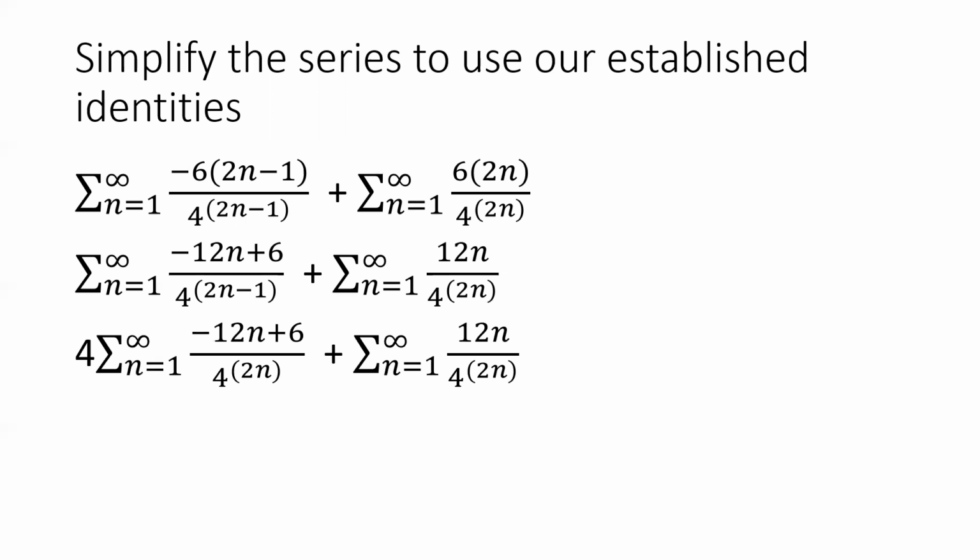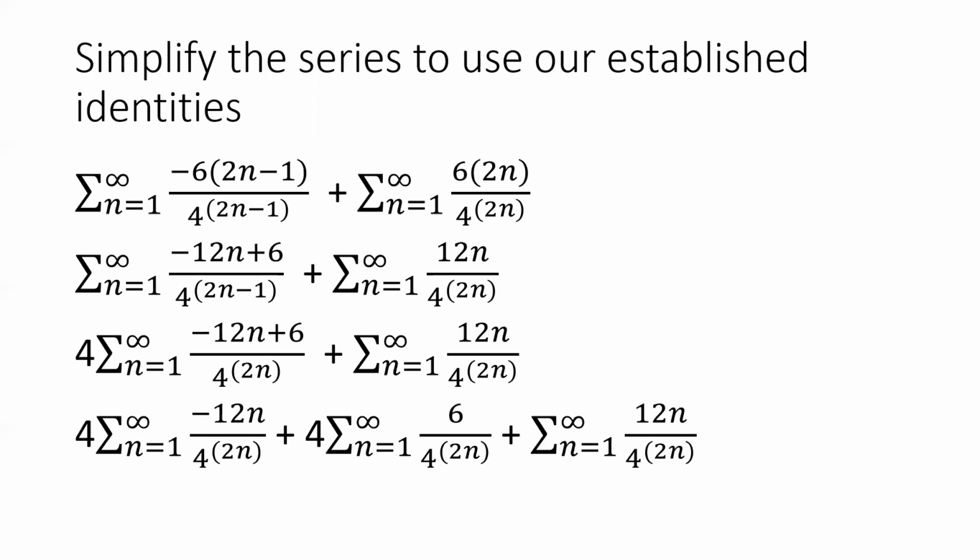Okay. Now what I want to do is break apart that -12n plus 6 into 2 separate series. That way I have 3 series that are very familiar in form to how we've been solving these in the previous video. And of course, that's easy enough. I can simply split them apart into 2 separate series, not forgetting to bring that 4 as a distributing factor to both of these. So now my first series expression is the summation of -12n over 4 to the power of 2n times 4, and the summation of 6 over 4 to the power of 2n times 4. And then we still have that 12n over 4 to the 2n as a summation too.